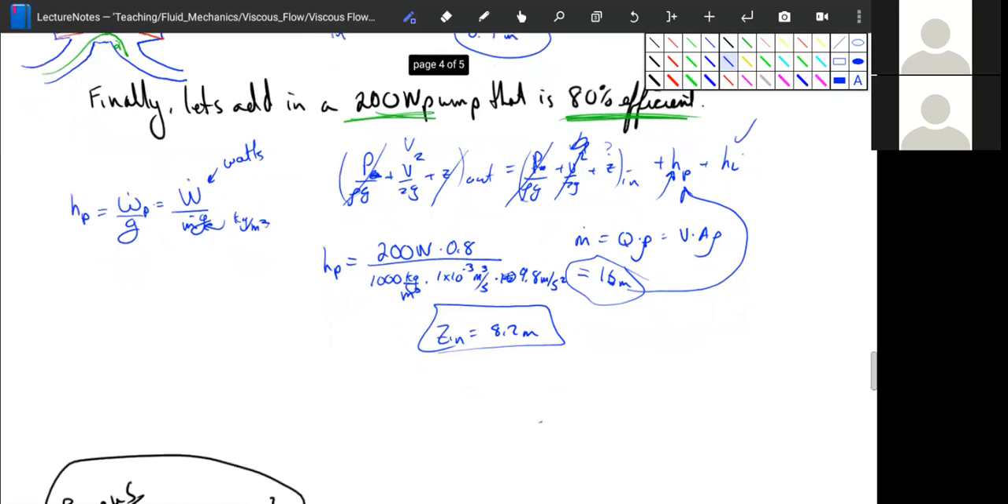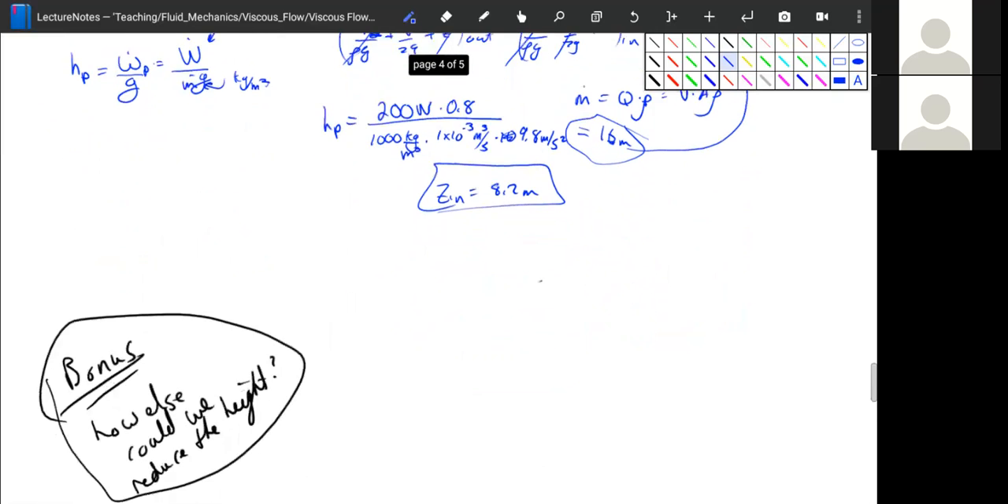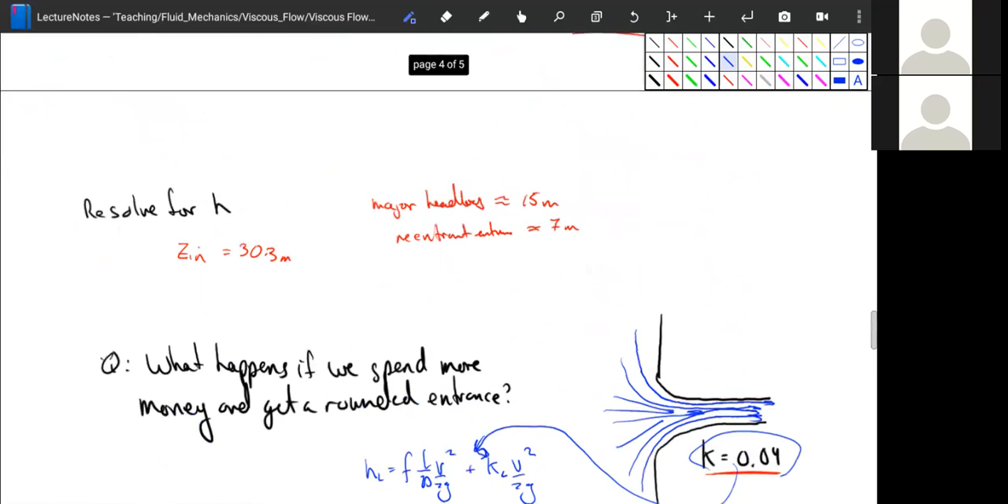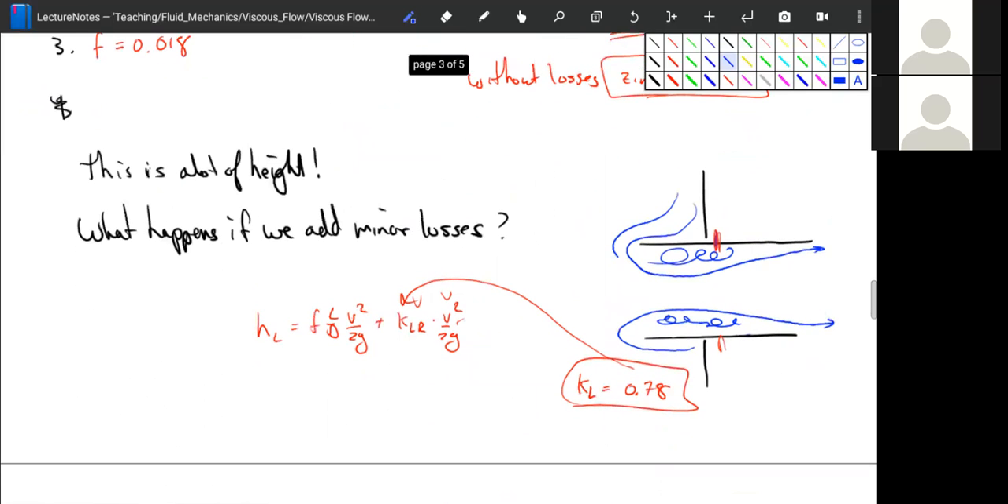How else could we reduce the height that we need? Because 8.2 meters is ridiculous, right? Well, the key to that: overwhelmingly, all of our head losses are major head loss. So if we go back up to our major head loss term, f L over D times V squared over 2g. We can't change our length, let's assume. That's stuck, right? We can change the diameter of our pipe. If we increase the diameter, since it's on the bottom, it would drive our head loss down.